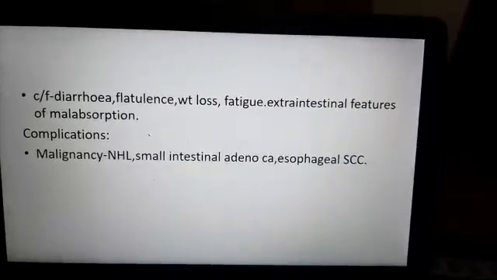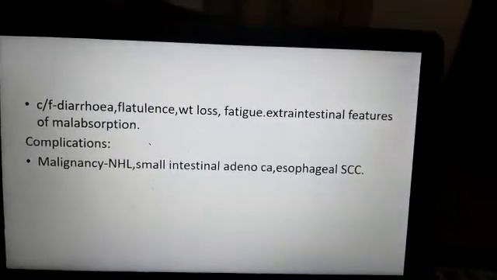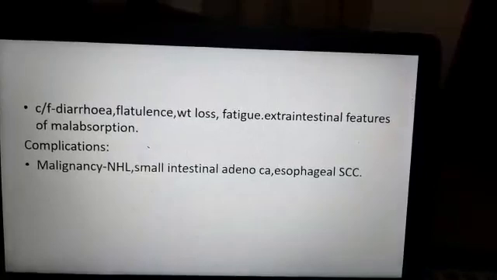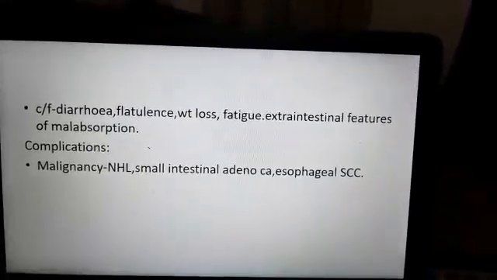Complications of celiac disease: malignancy can occur, such as NHL, non-Hodgkin's lymphoma, small intestinal adenocarcinoma and esophageal squamous cell carcinoma.